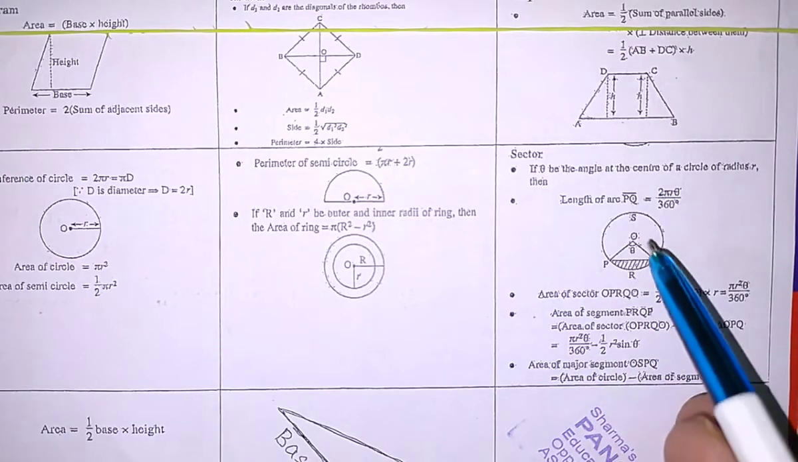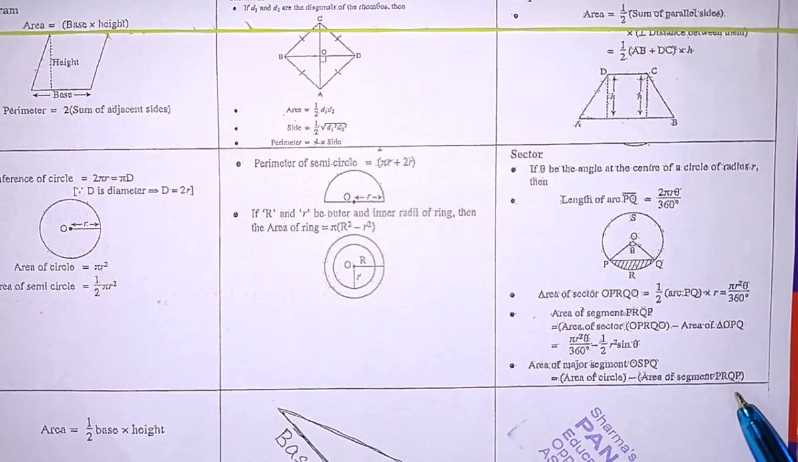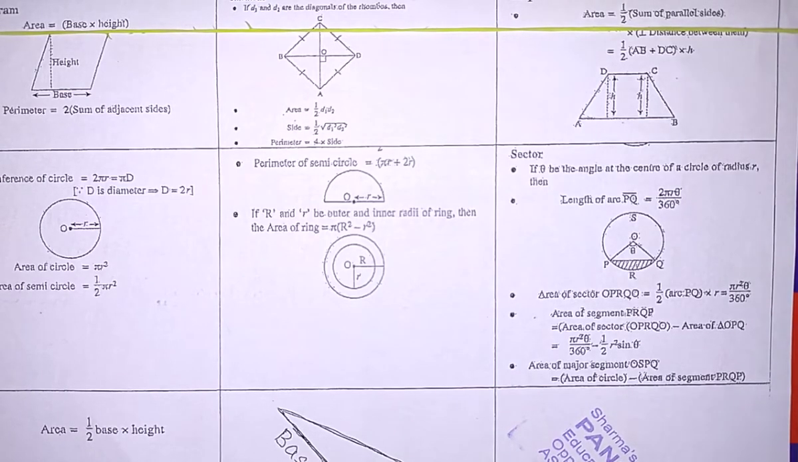Now when you want the area of the major segment, find the area of the circle minus the area of the minor segment. Area of the major segment is equal to area of the circle minus area of the minor segment.